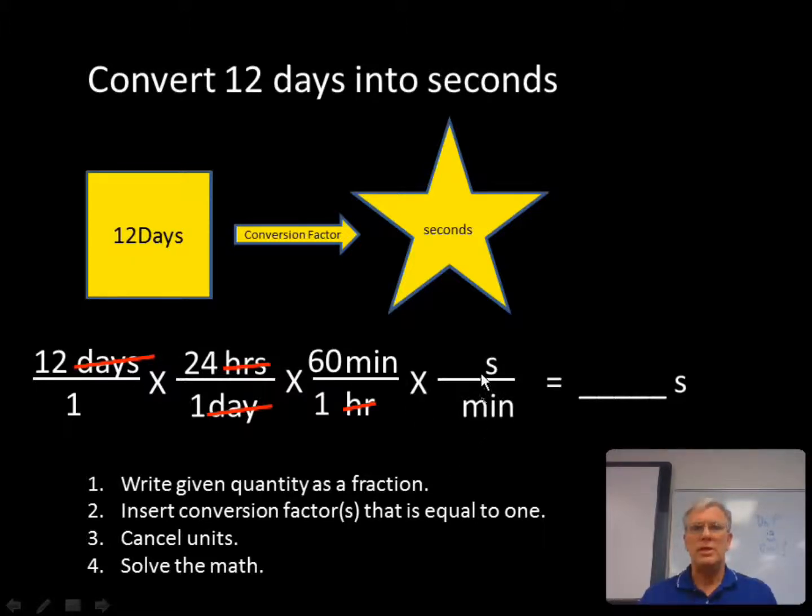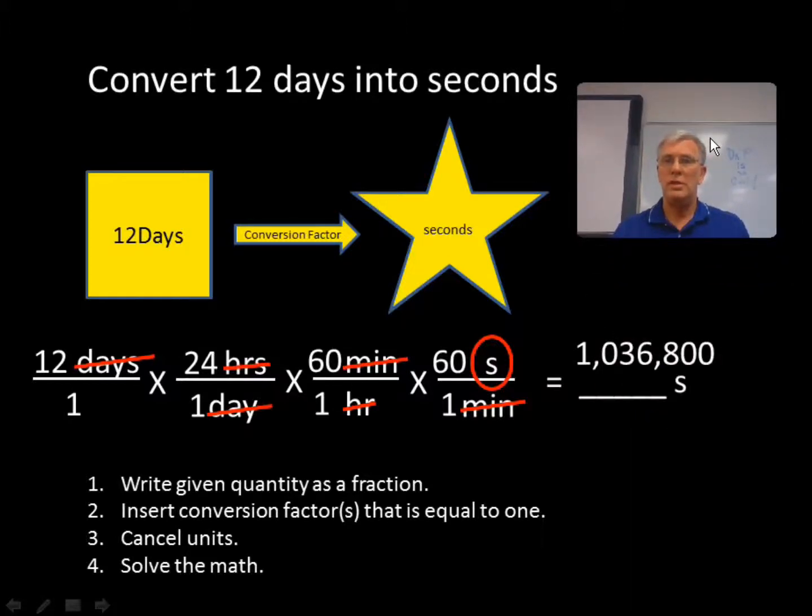How many seconds are in a minute? Of course, there are 60 seconds in a minute. This will cancel out minutes. And now I'm going to be left with seconds. So I've converted it down to the proper units. So now I do the math. I'm going to multiply straight across, and I'm going to be left with this number right here. This is 1,036,800 seconds.